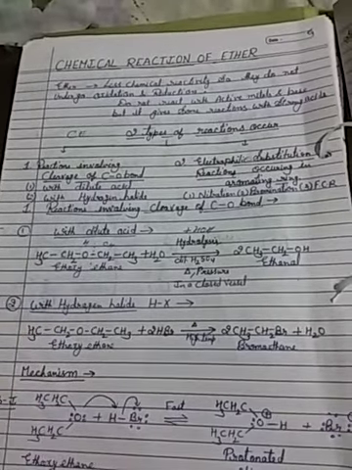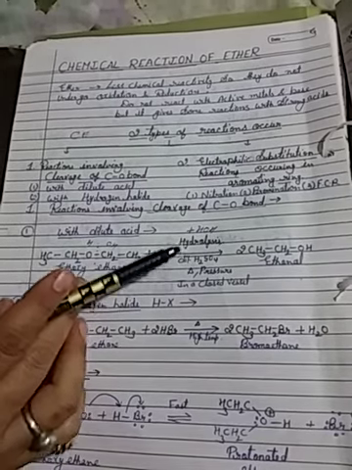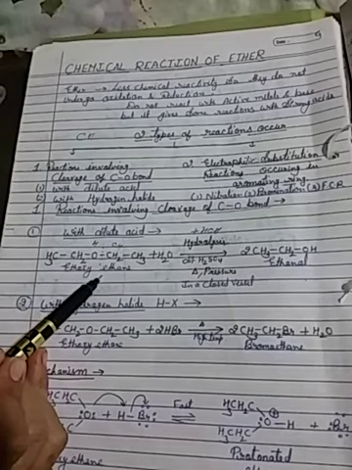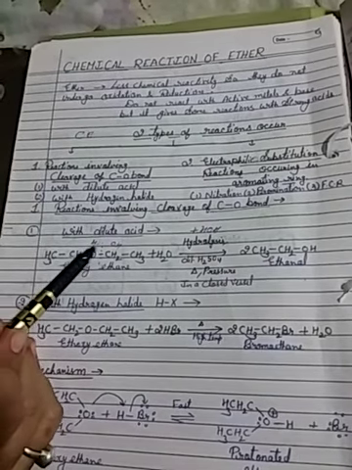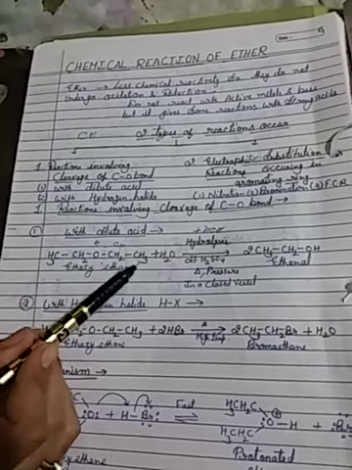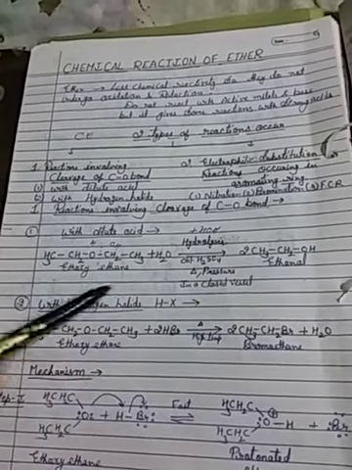Ethoxyethane reacts with water in the presence of dilute H2SO4. So it's hydrolysis. Once the bond is broken, one side gets hydrogen and the other side gets OH attached. So two molecules of ethanol are formed.